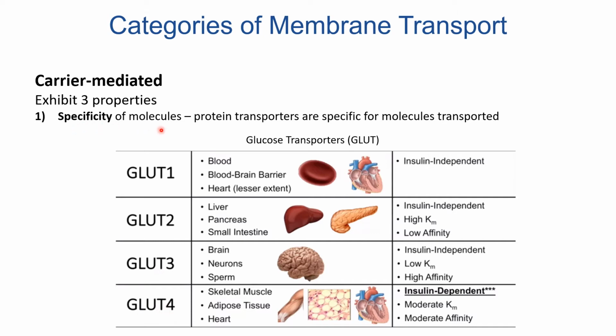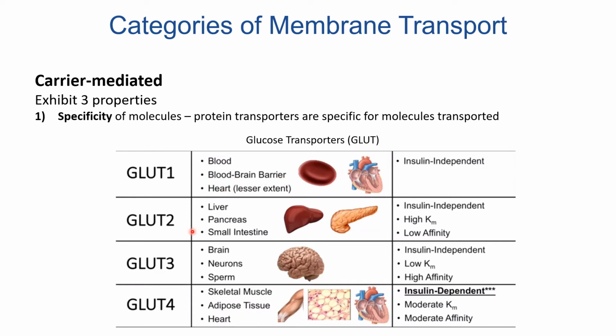Remember, they're specific for the type of molecule. This is one of the big things about these. They're specific for the type of molecule that's being transported. And these different versions of this same transporter exist in different parts of our body. So GLUT1 transporters are going to be transporting glucose in and out of our red blood cells, across the blood-brain barrier, and a little bit in our heart.